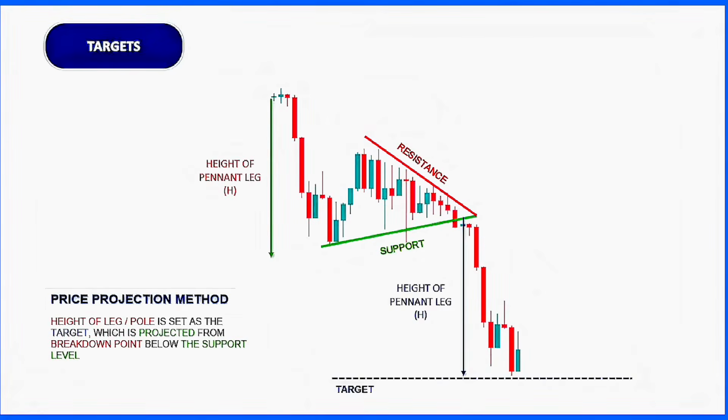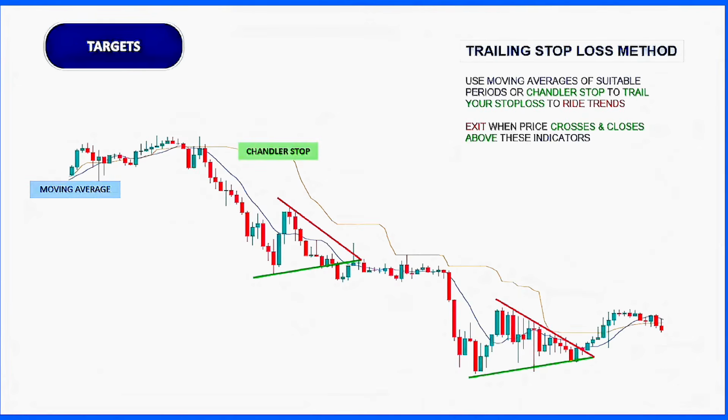For the target, you can use the price projection method, measure the length of the leg and project it below the breakdown point. This projected level becomes your target. Or, if you plan to ride the trend, then use suitable moving averages to trail the stop loss. Exit only when the price moves back above the moving average.